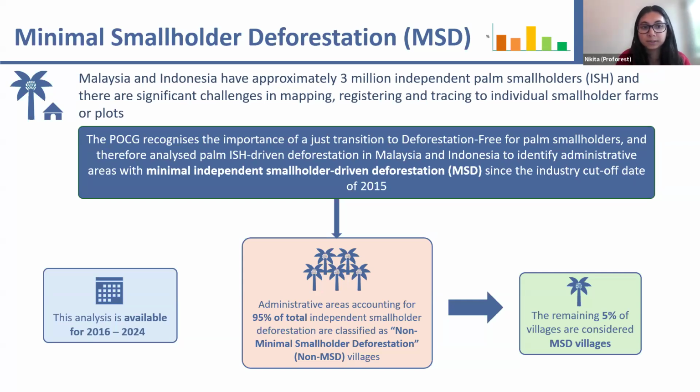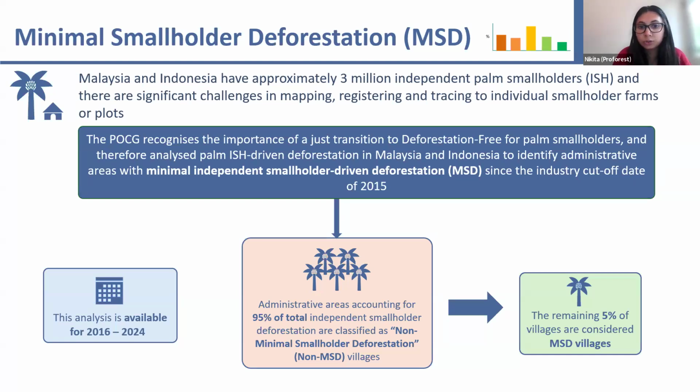the PPBC has done this analysis to identify areas that have minimal independent smallholder-driven deforestation, or MSD, since the industry cutoff date of 2015. At the moment, the analysis is available from 2016 to 2024. We will also be doing the analysis for 2025 deforestation, and the timelines for that will be in early to mid 2026.